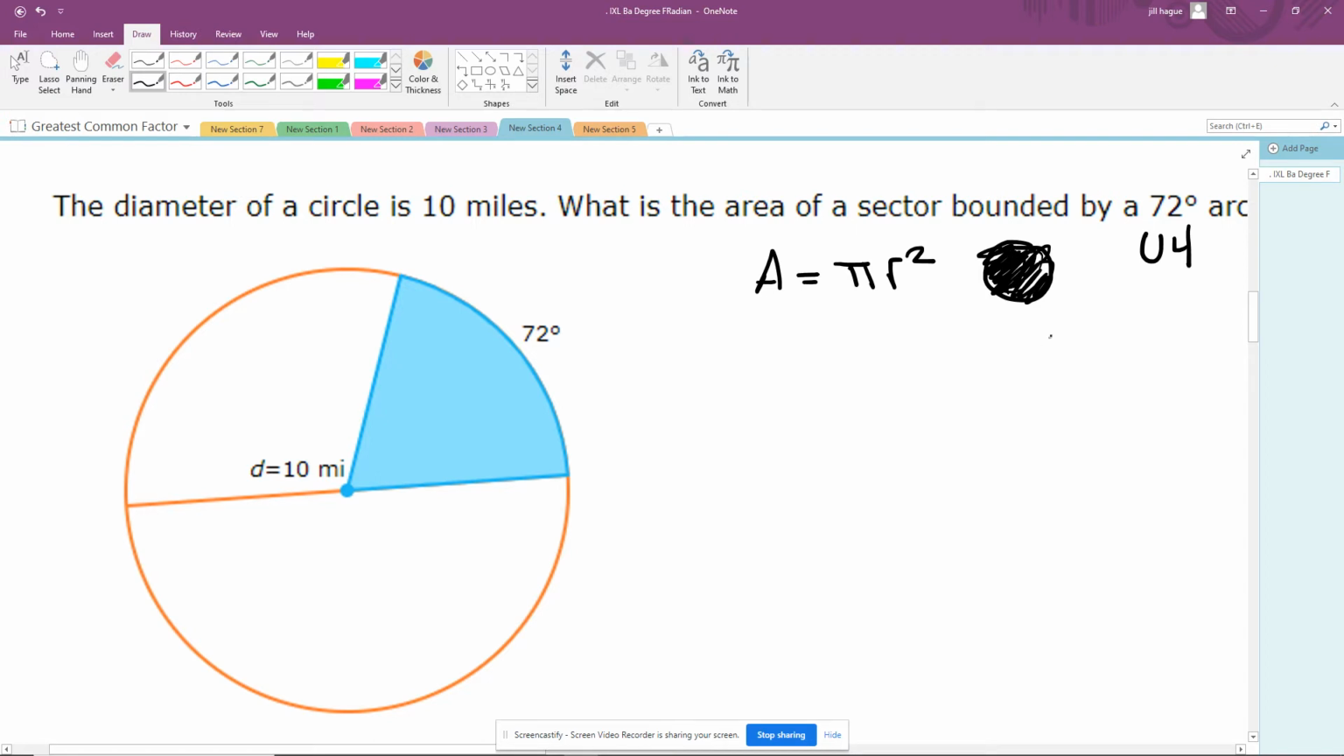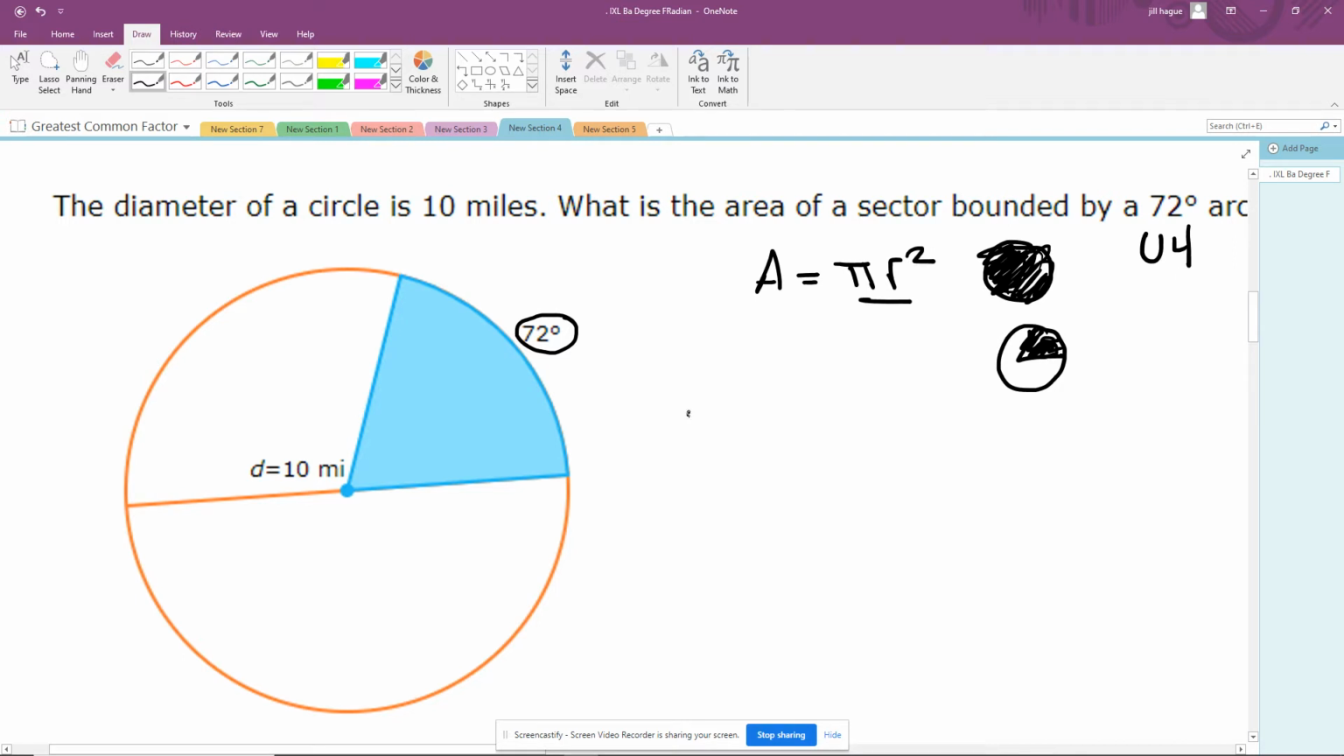So if I'm looking for a portion of that, maybe something that looks like this, I just need to know what percent this takes up of the circle and just multiply that by the total area. So how do I do that? I use degrees. We know there's 360 degrees in a circle, right?